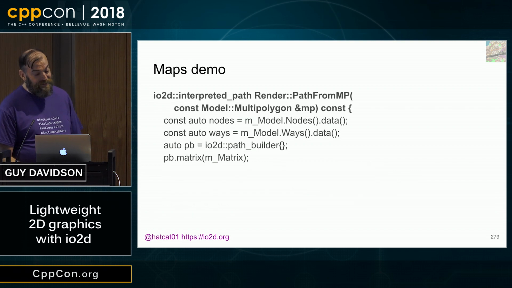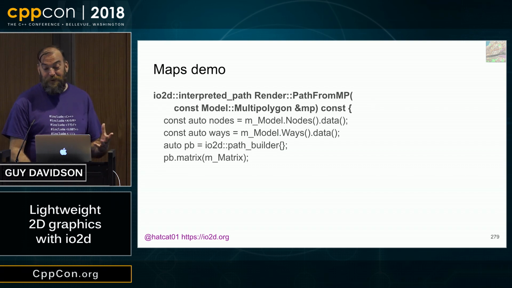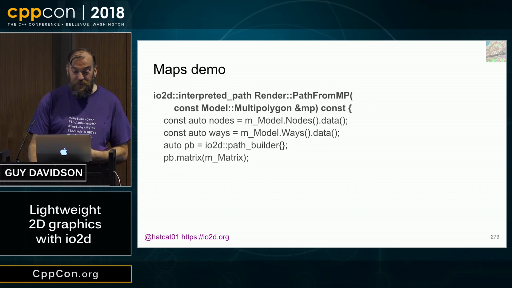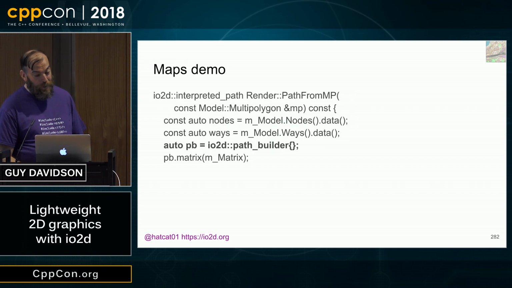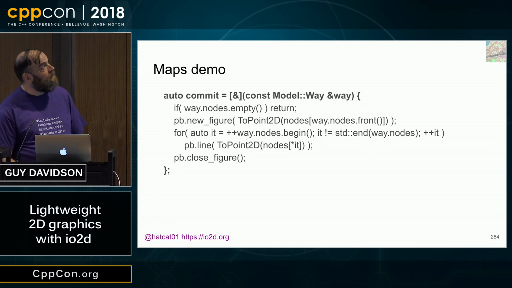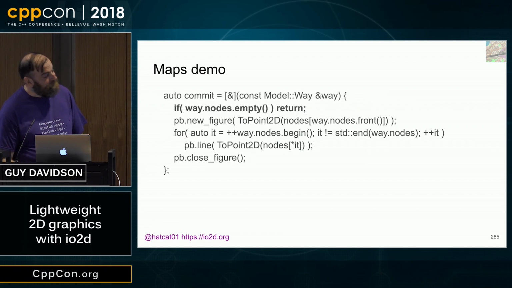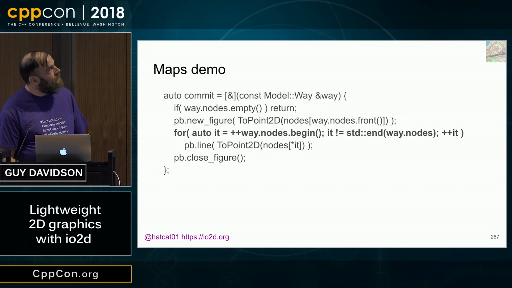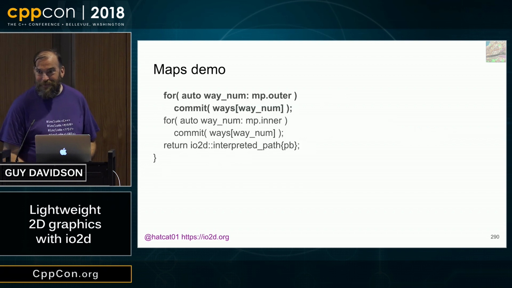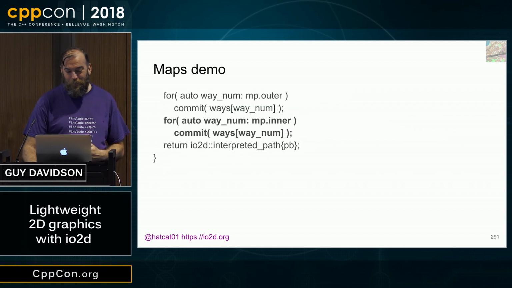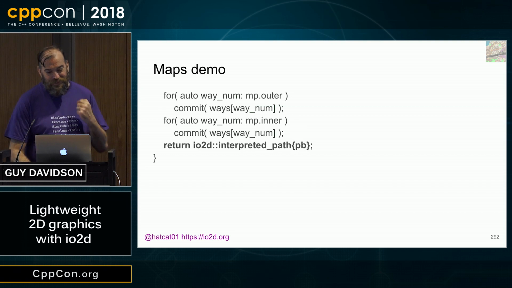Path from MP is very similar. It's used for drawing things like building outlines. So these may have two paths, for example, if the building has a courtyard. But as you can see, it's very much like the previous function. Cache the nodes, cache the ways, create a path, apply the translation matrix, and then we have a commit lambda. Early out, new figure, iterate through the nodes, draw the line, and close the figure. Are we getting the pattern here? Then we apply that lambda to the ways and return the interpreted path.